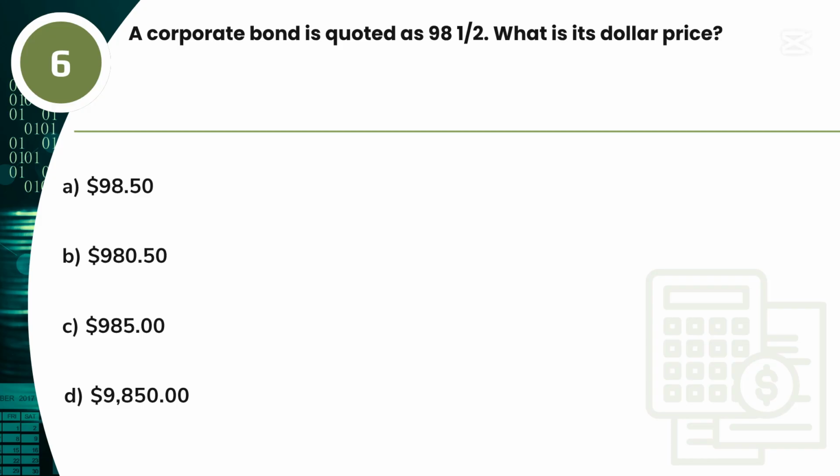Question 6. A corporate bond is quoted as 98.5. What is its dollar price? A. $98.50. B. $980.50. C. $985. D. $9,850. Answer: C.